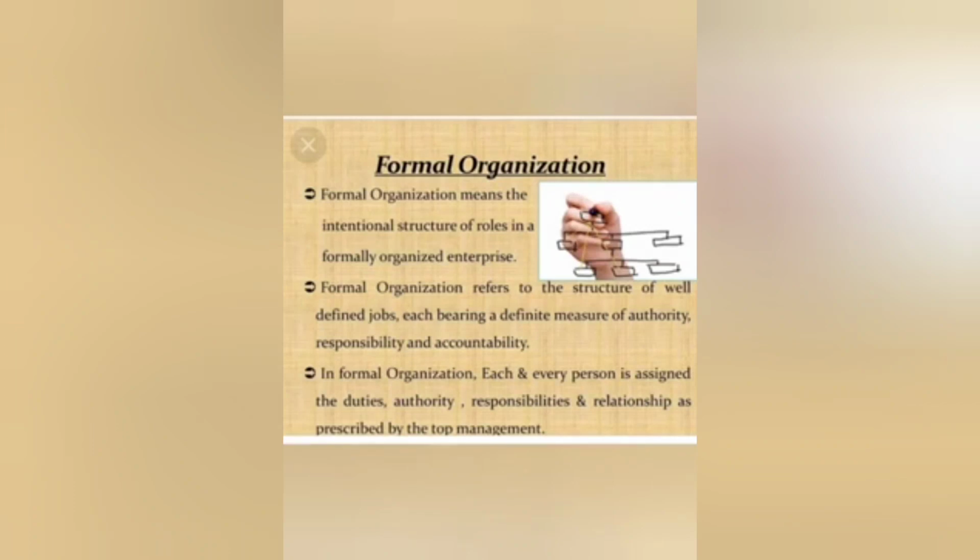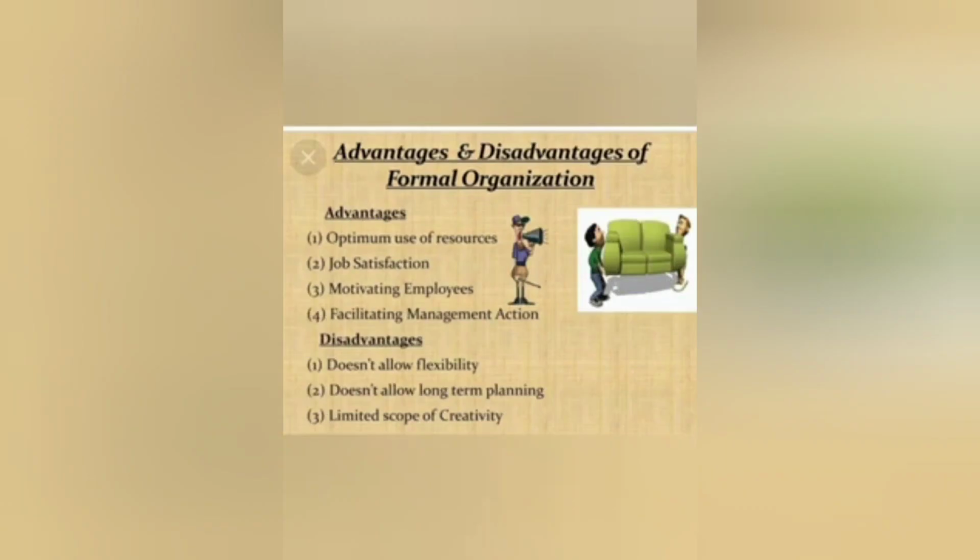Now let's discuss the formal organization. The second 8 mark question is: describe the formal organization and its advantages. Formal organization means the intentional structure of roles in a formally organized enterprise. It refers to the structure of well defined jobs, each bearing a definite measure of authority, responsibility and accountability. In a formal organization, each and every person is assigned duty, responsibility, relationship and authority, as prescribed and directed by the top level management. So formal organization is the inner structure and defined roles which every individual has to follow in a formally organized enterprise. Let's discuss the advantages.